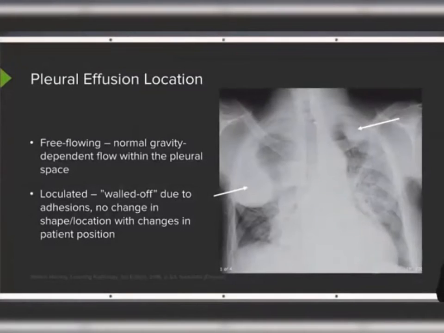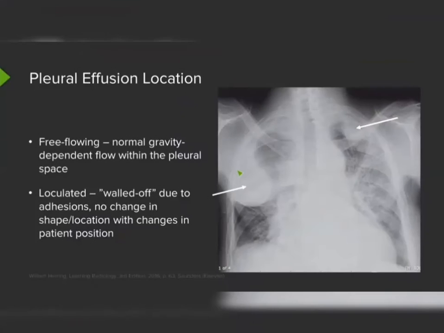Pleural effusions can also be loculated or walled off, and this is usually a cause of adhesions, in which you have no change in shape or location with changes in patient position. So it's a small collection of fluid that really can't move around at all. And you can see the patient has bilateral loculated pleural effusions. Even though the patient is upright in this position, you can see that the fluid remains in the upper part of the lung on both sides.